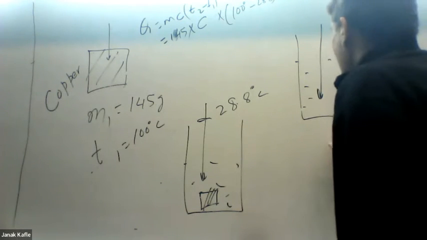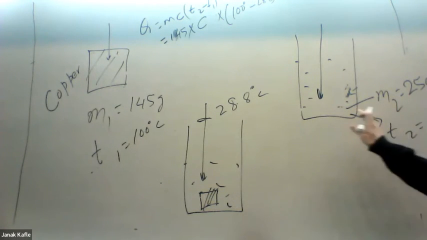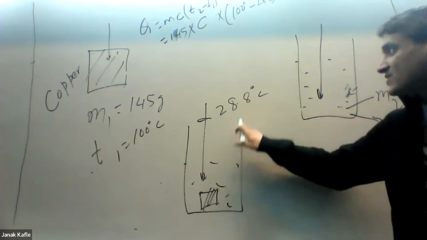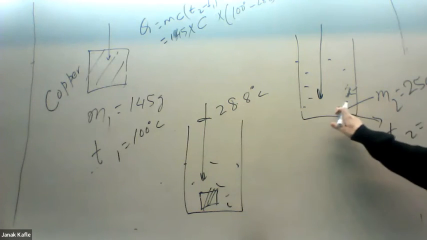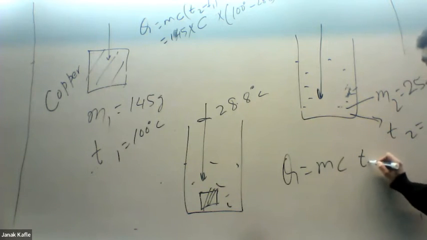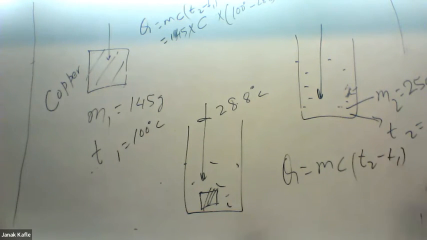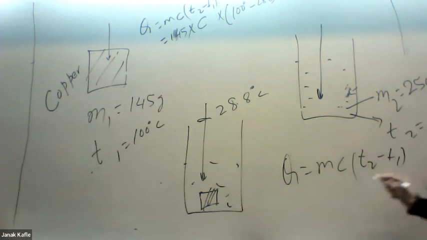So here, how much heat? This system was at 25, and now its temperature increased to 28.8. Make sense? Everybody got that? So how much heat does it absorb? Q is equal to MC(T2 minus T1). You can write whatever you like here. It doesn't matter which is T1 and which is T2.